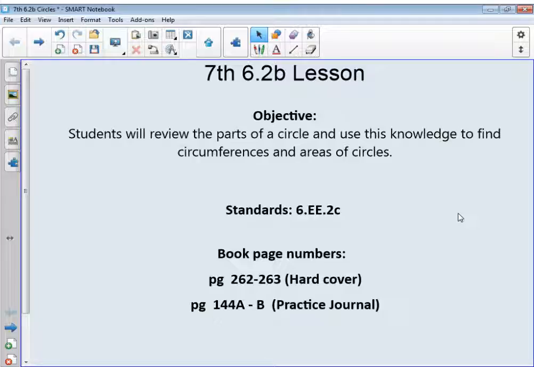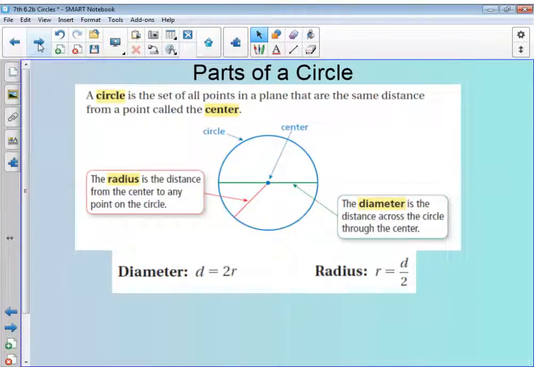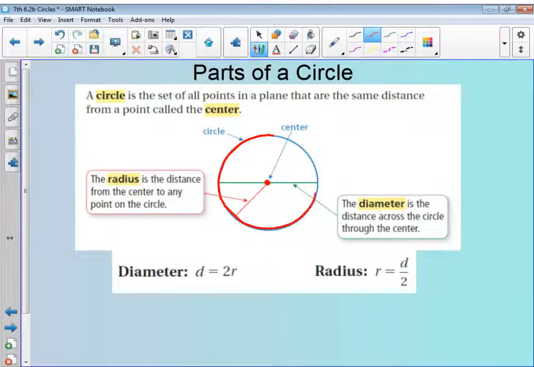Page numbers out of the hardcover book are 262 through 263, and out of the practice journal, page 144A and B. Okay, so first of all, we're going to review the different parts of a circle. A circle is a set of all the points in a plane that are the same distance from a point called the center. So here is our center point, and no matter where you were to touch on the outside of the circle, every point is the exact same distance from that center. Okay, so that's what a circle is.